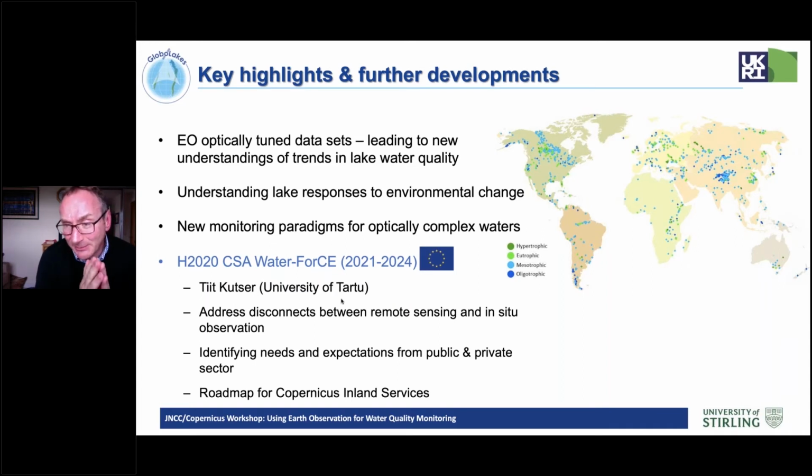So particularly in developing countries, for example, there are very real opportunities here for helping countries to basically manage their water more effectively. I should just say that I'm now able to announce this week that there's also a community support action that's just been funded called Waterforce under Horizon 2020, which is being led by our colleague T. Kutsa at the University of Tartu.